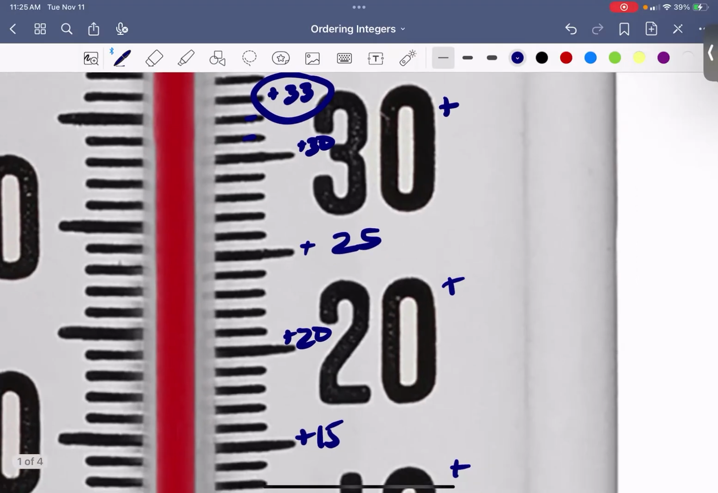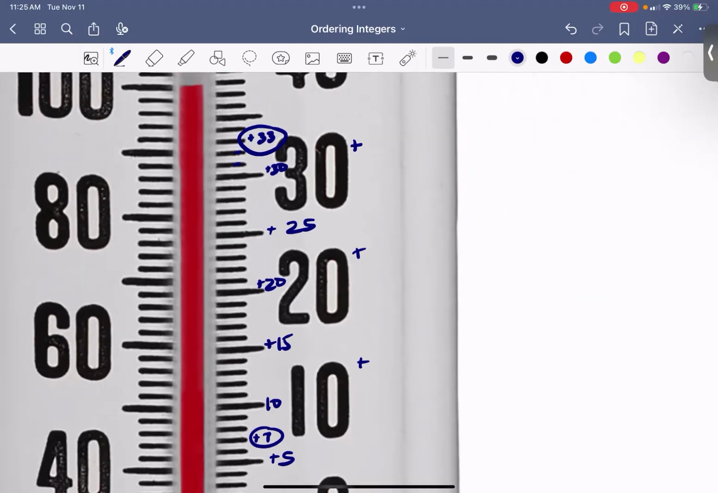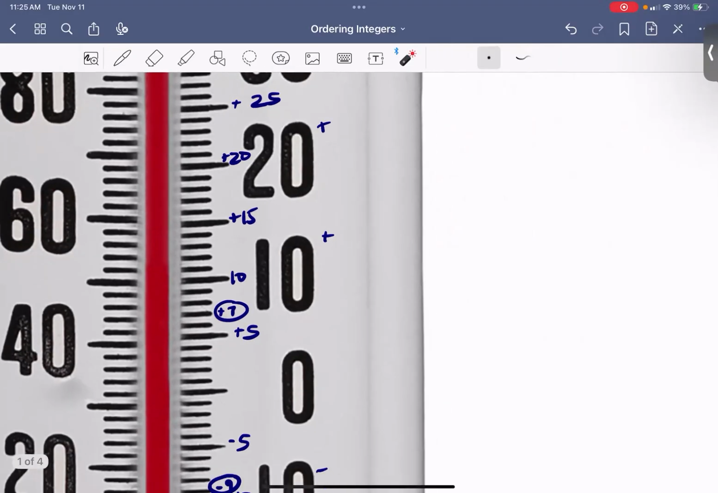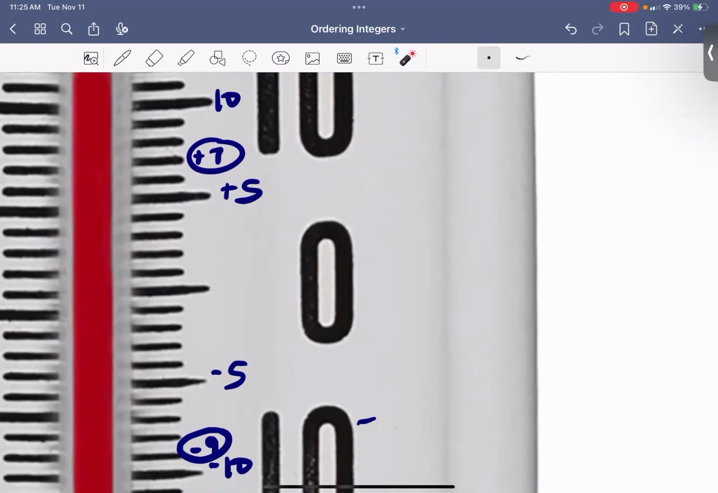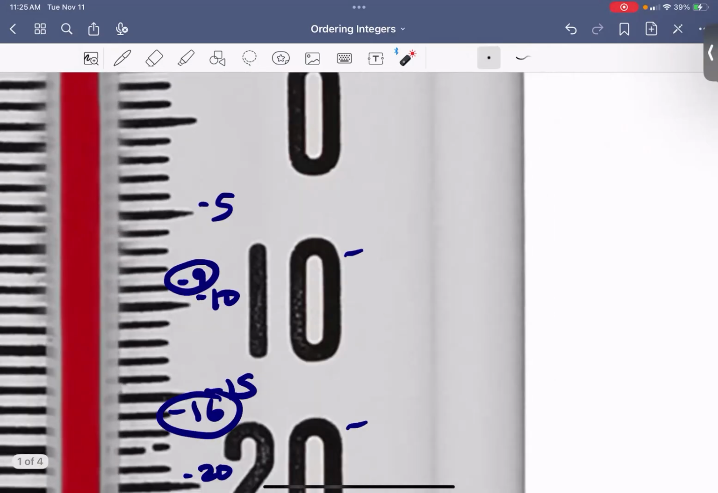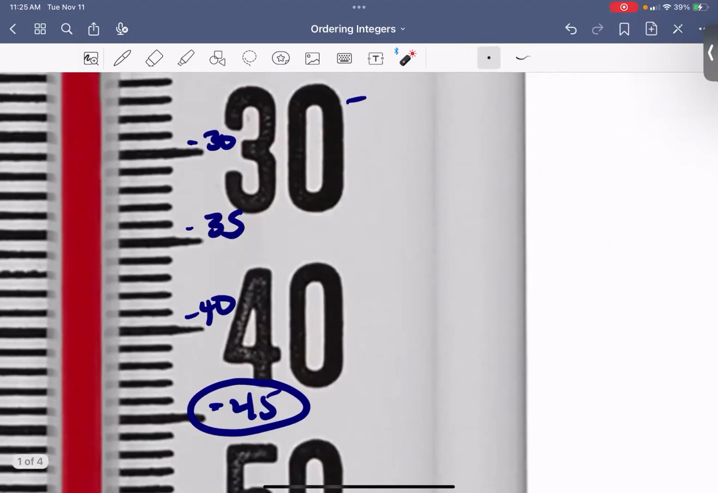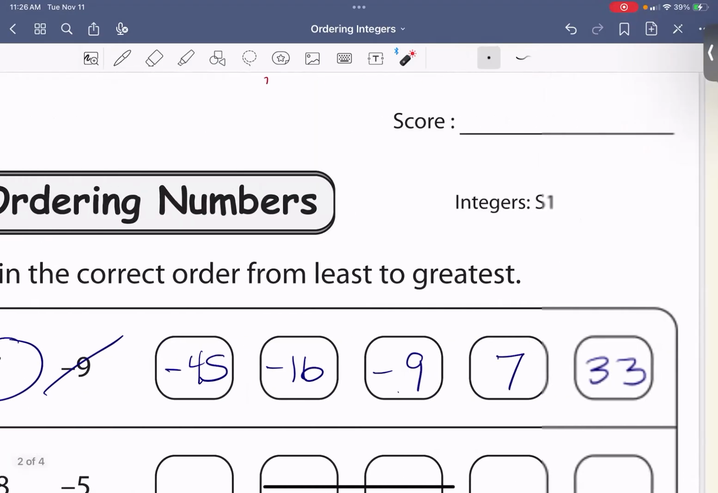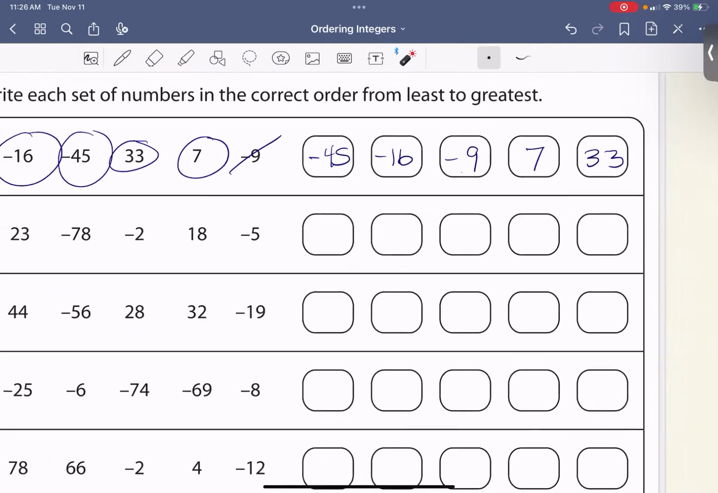So we have a visual representation of the integers we just ordered. So +33, +7, -9, -16, -45. All right, so let's do some problems together.